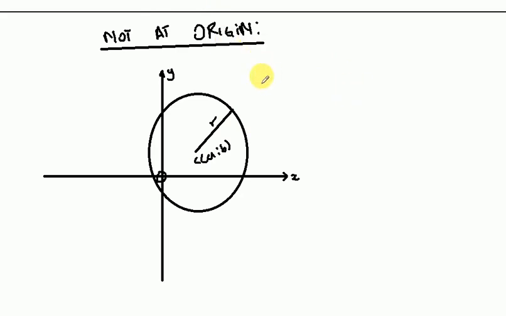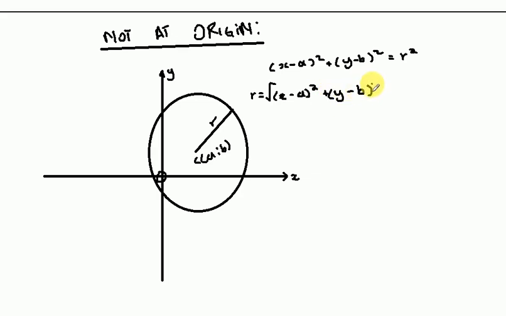Then to find our equation, we say that (x minus a) all squared plus (y minus b) all squared is equal to our radius squared, and r is equal to the root of (x minus a) all squared plus (y minus b) all squared.